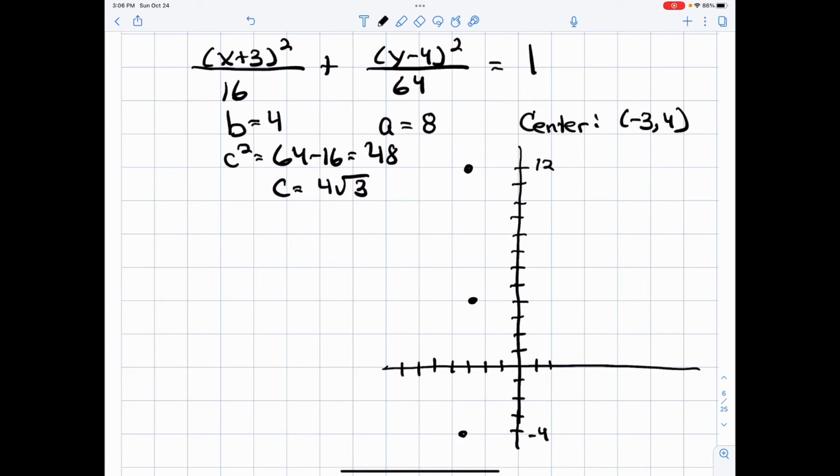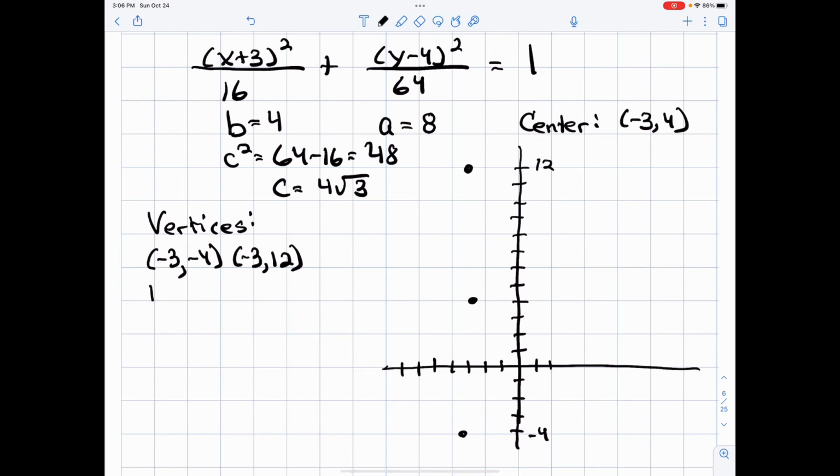So our vertices are at -3, -4, and -3, 12. Because the vertices are along that major axis, the x value is -3. And then you take the y value 4, and from the center you can subtract 8 and get -4, or add 8 and get 12.